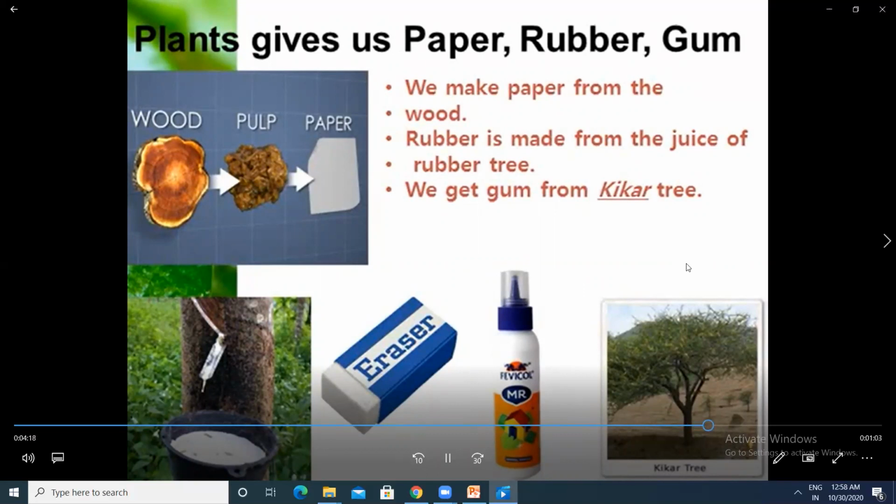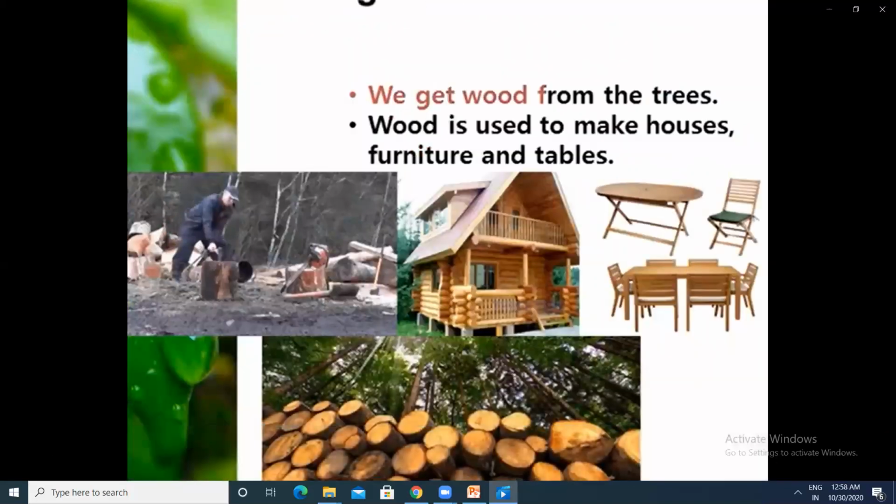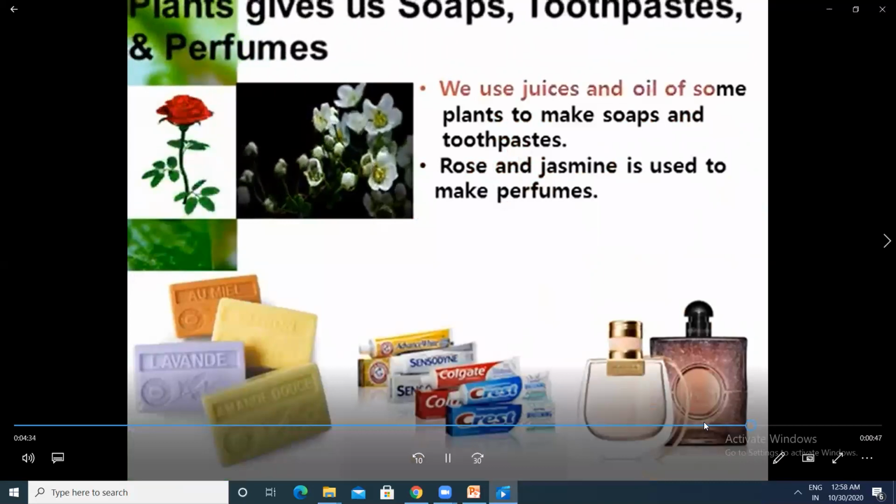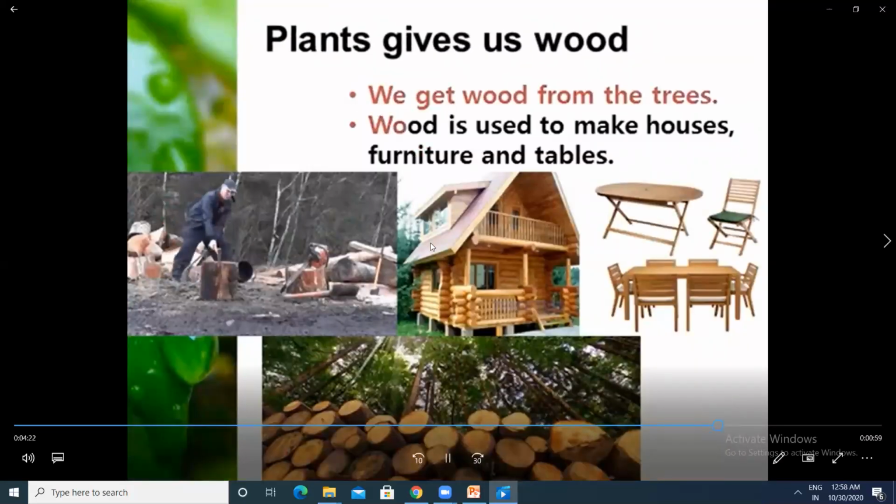What are some other uses? So children, plants give us wood. We get wood from the trees. Wood is used to make houses, furniture and tables. See, all furniture is made of wood, and from wood we also make houses. So these are some uses of plants.